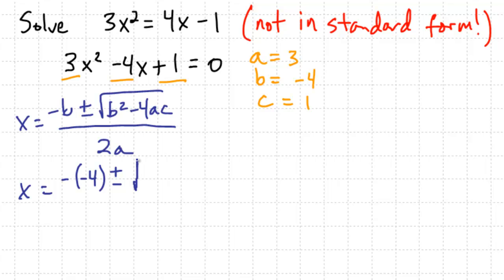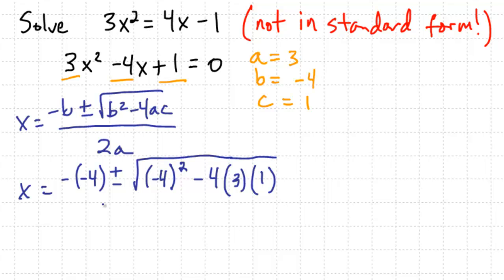Plus or minus the square root of b squared. Okay, be careful. We're going to square b, which is negative 4. So I'm going to square negative 4 minus 4 times a, which is 3, times c, which is 1. Alright, I'm going to extend that square root sign just to make sure everything's contained, and we're going to put it all over 2a, so 2 times 3.